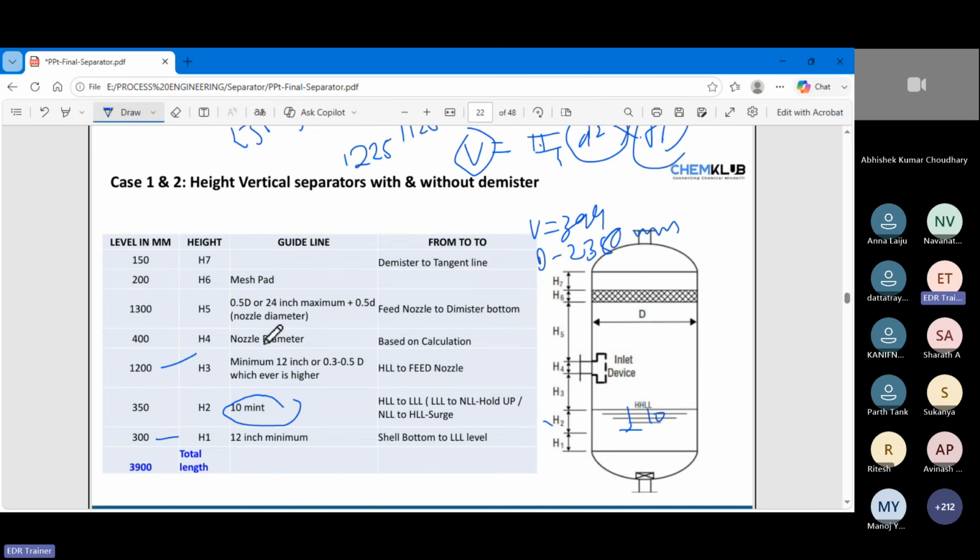Same nozzle diameter is already calculated based on the flow rate, right? This is the flow rate of the gas. We do the line sizings, and according to the line sizings, we do the calculations.